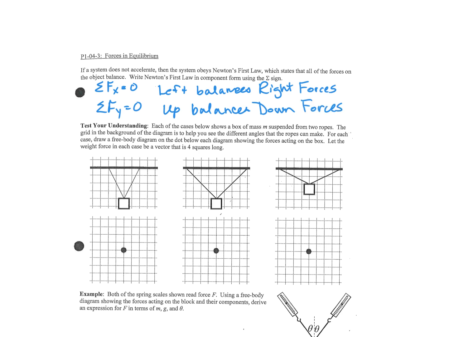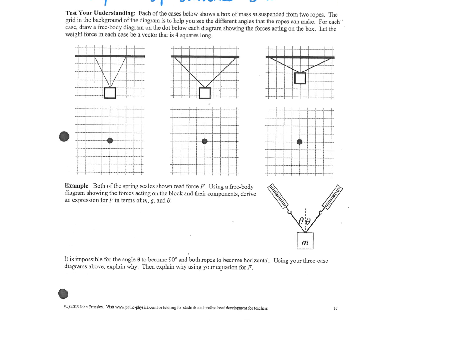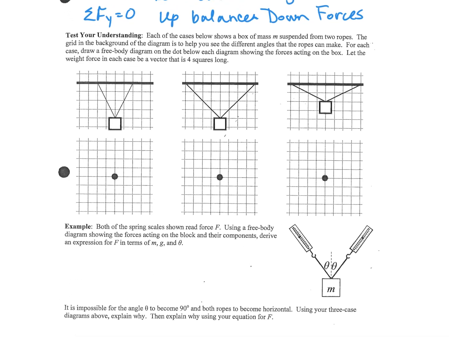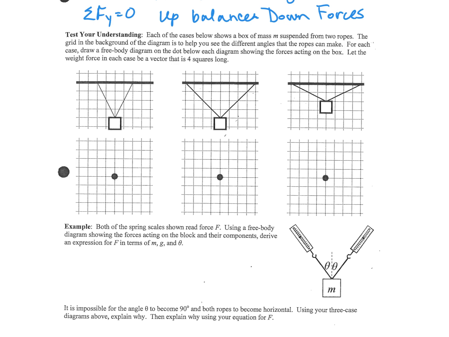Forces. Okay? So, test your understanding. Each of the cases below shows the box of mass M suspended from 2 ropes. The grid on the background helps you see the different angles the rope can make. Okay, draw a free body diagram on the dot below each one.